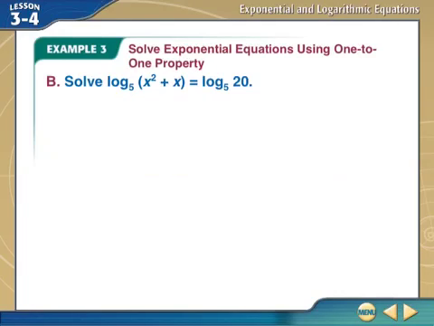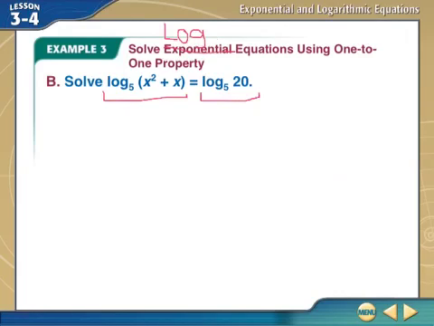In part B of example 3, again, we're not solving exponential equations, we're solving logarithmic equations, and we want to solve log base 5 of x squared plus x equal to log base 5 of 20. Now, in order to use the one-to-one property, I mentioned in the previous example that you have to simplify the equations down to a single log on both sides of the equation.